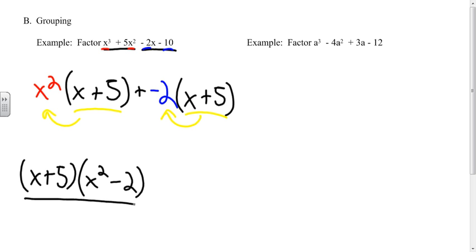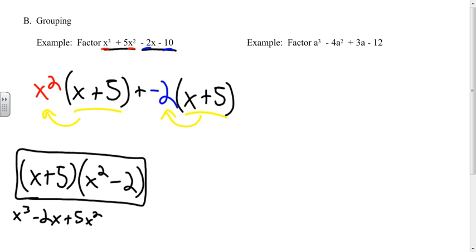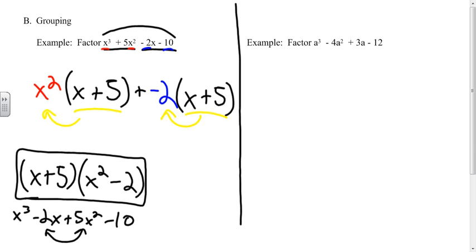So this would be our final answer. And if we wanted to check that, we would FOIL. X by x squared would give us an x cubed. X times negative 2 is negative 2x. 5 times x squared is plus 5x squared. And 5 times negative 2 is negative 10. And even though it's not exactly the same, our commutative property says we can flip these two around, which is going to make it look exactly like where we started from. So again, that just shows that our x plus 5 times x squared minus 2 is our factored form of that example.